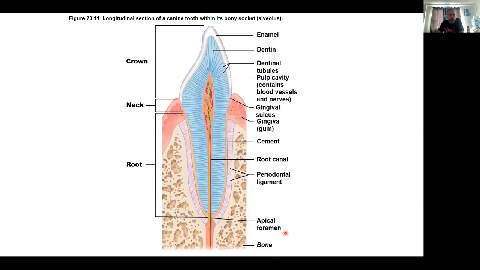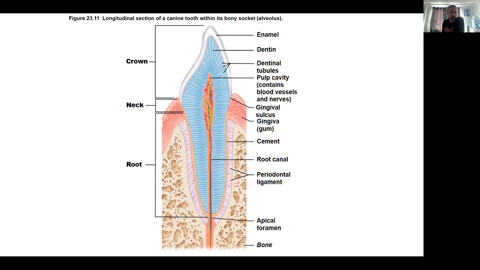In terms of the structure of a tooth, it's fairly complicated, honestly. We're going to divide it into 3 big chunks, depending on our relationship to the gingiva, to the gums. The part that sticks out of the gingiva is called the crown. The part that's covered by the gingiva is called the neck. And the part that's in the bone, actually in your jaw, is called the root.